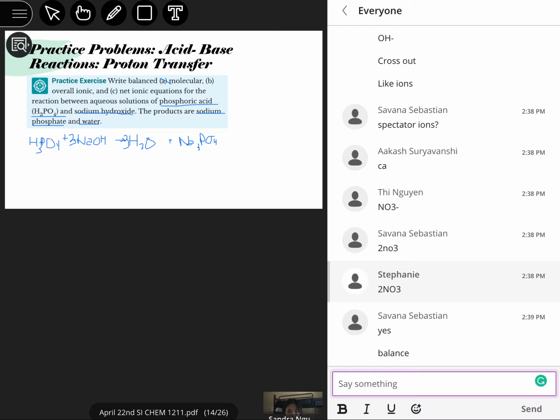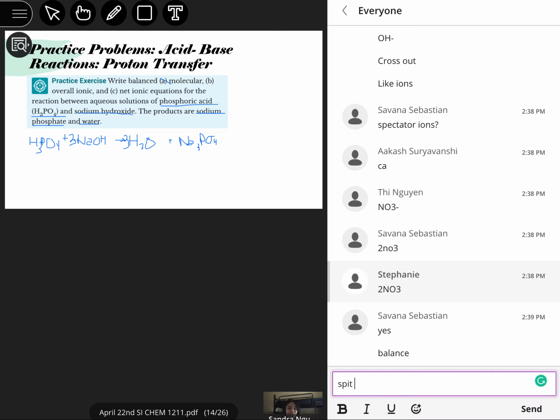So once you have it balanced, what do we do next? Does anyone know the next step? And I know you guys know how to do this. I just reiterate it because the more practice you have, the faster you go. And when you do the test, you go faster. So you don't have to waste time on easy problems that you would know. So what do you do after this? You balanced it, you have molecular, now you need ionic. So what do you do?